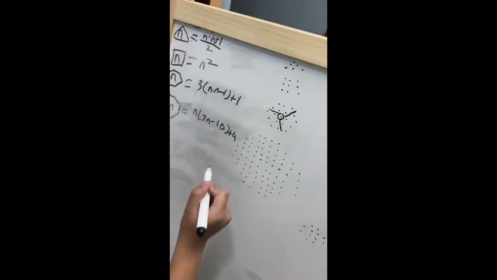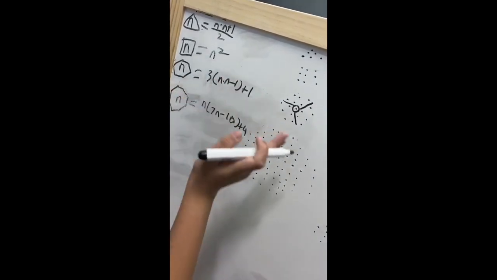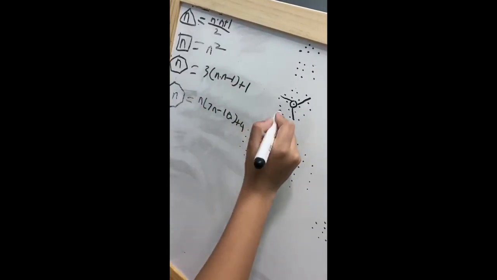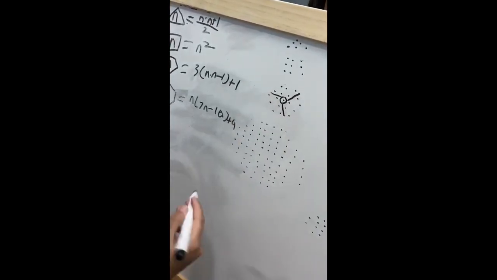If you do the math, 3 times 2 is 6, times 3 is 18, plus 1 is 19, and 7, then 14, 19.